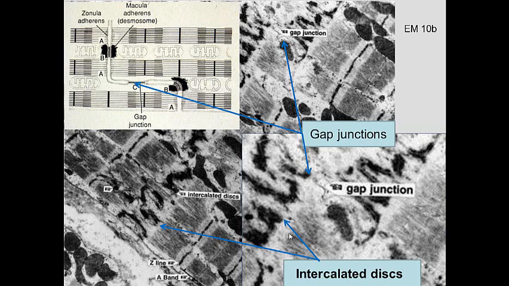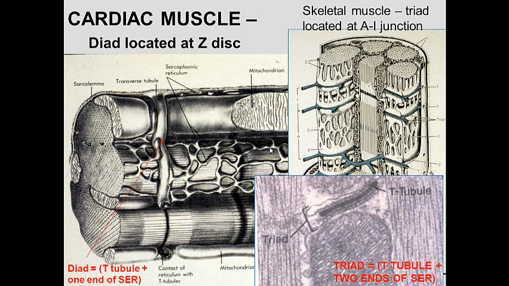And this is the intercalated disc. In addition to that, another contrast between cardiac muscle and skeletal muscle is that both of these have transverse tubules. Transverse tubules are the infolding of the plasma membrane. So the plasma membrane infolds deep within the myofibrils. There's a myofibril, mitochondria, and the transverse tubule goes around through there.